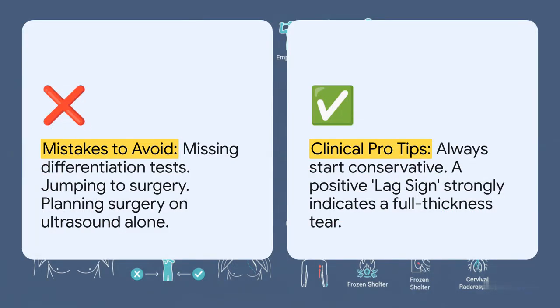Let's summarize the key takeaways. First, the mistakes to avoid. Never, ever skip your differentiation tests. Don't jump straight to surgery in your management plan. And please, do not plan a surgical repair based on an ultrasound alone.